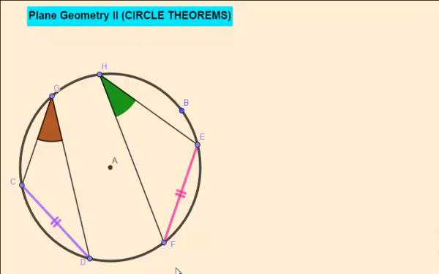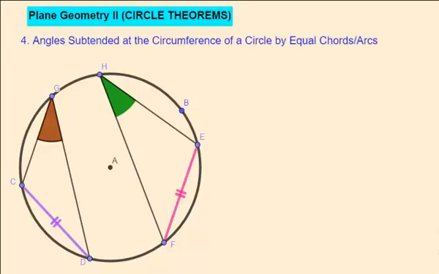Today, under circle theorems, I would like us to look at angles subtended at the circumference of a circle by equal chords or arcs. Look at this beautiful circle on your screen. We have chords CD and EF. They are of the same length.